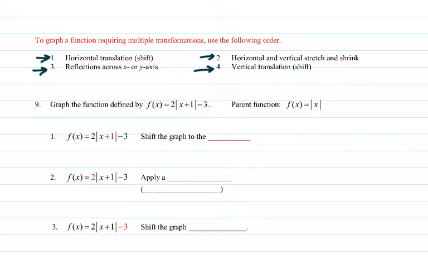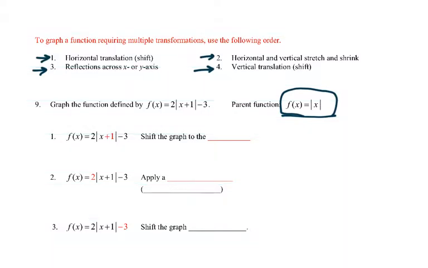So let's look at a function and determine what would happen to this parent function. The parent function we have here is our absolute value parent function. Remember, that's the one that looks like the V. Okay, and so let's see what we have going on. Inside the absolute value, x has 1 added to it. So that means, and I have it highlighted in red here, we're going to shift the graph to the left by 1.